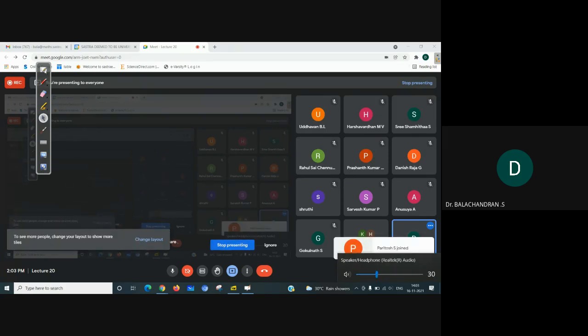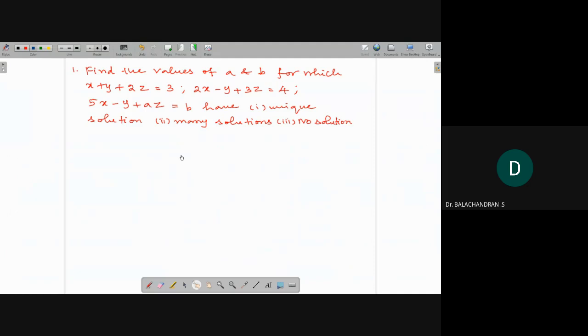Okay. So please write this problem. Find the values of a and b for which x plus y plus 2z equal to 3, 2x minus y plus 3z equal to 4, 5x minus y plus az equal to b have a unique solution, many solutions, no solution.